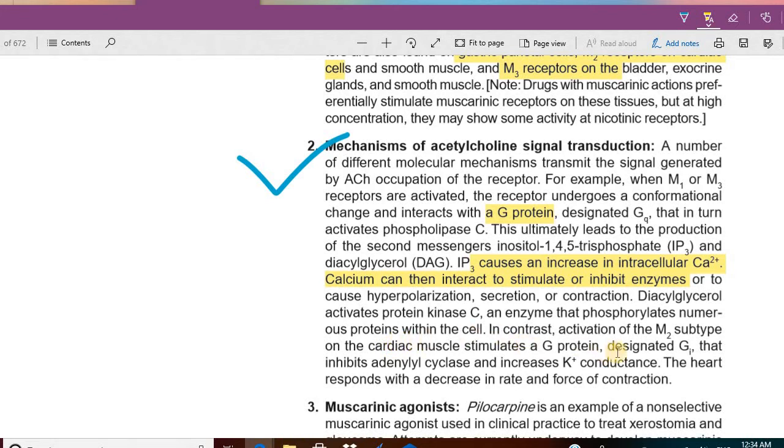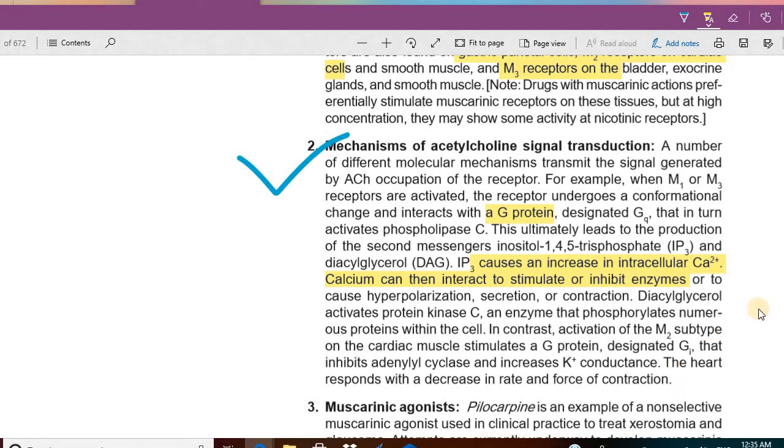In contrast, the activation of the M2 subtype on the cardiac muscle stimulates the G protein designated Gi, which inhibits adenyl cyclase and increases potassium conductance. The heart responds with a decrease in rate and force of contraction. So this is all about acetylcholine signal transduction. The important point here is that the muscarinic receptor is a G protein coupled receptor.